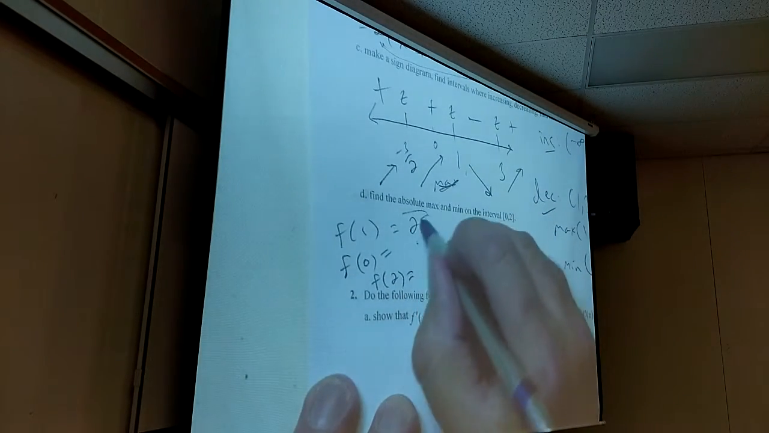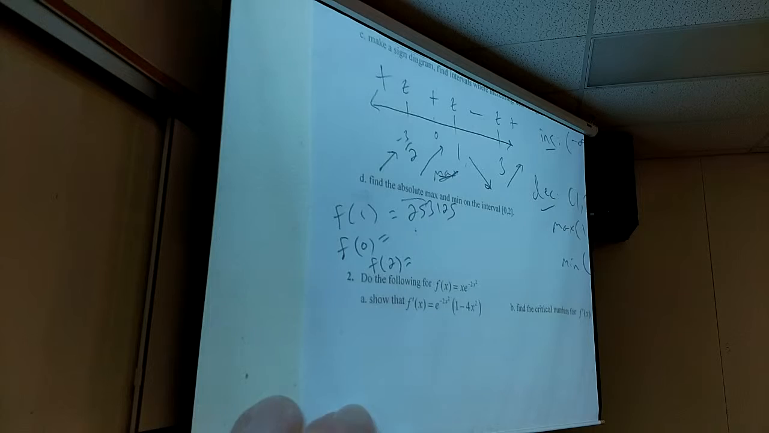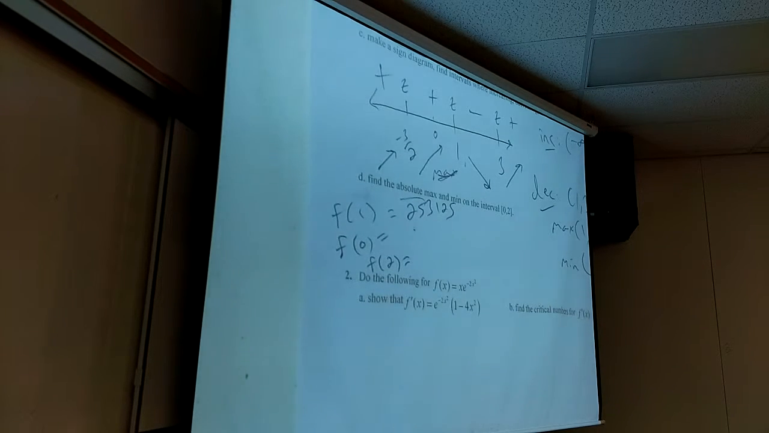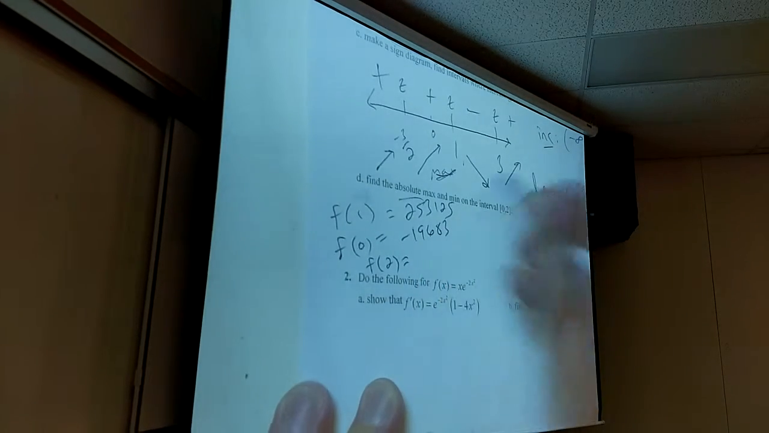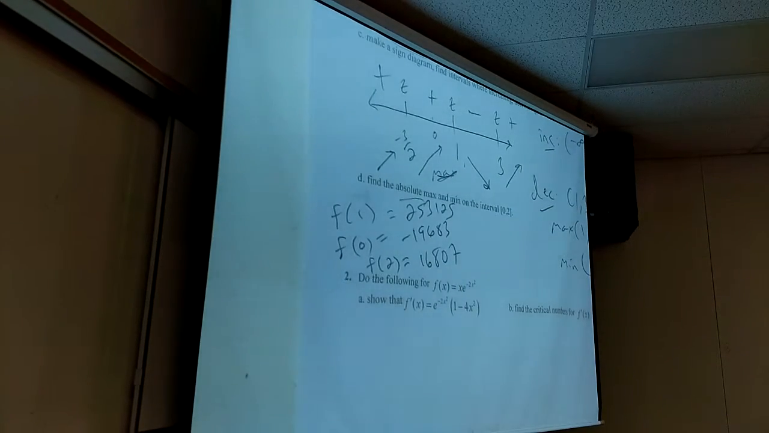F of 1 we already know is 3125. He's a pretty good contender. F of 0, oh my god, it's something else gross. It's negative 3 to the 9th power. Whatever that would be. I've got a calculator right here. I get negative 19,683. And when you plug a 2 in, you get 16,807, I believe. So absolute extrema questions are always so beautiful. You just plug in the critical numbers that apply, you plug in the endpoints, and you see who wins. Who won the biggest award?